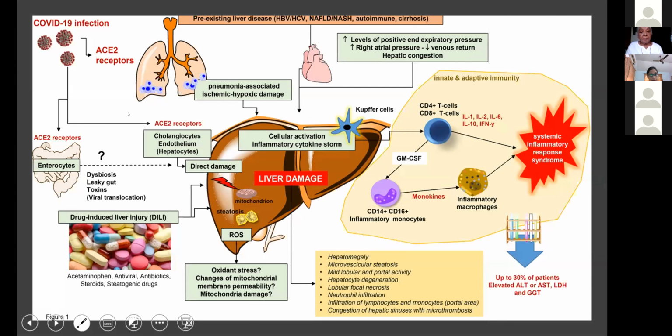Now, why is there so much pathology associated with the liver? It could be because of direct infection by the COVID virus. It could be drug induced. It could be due to oxidative stress. It could be because of the pneumonia, which causes ischemic liver injury. It could be due to the interleukins that cause the systemic inflammatory response, or it could be due to the hepatic congestion resulting from the decrease in venous return due to increase in atrial pressure.